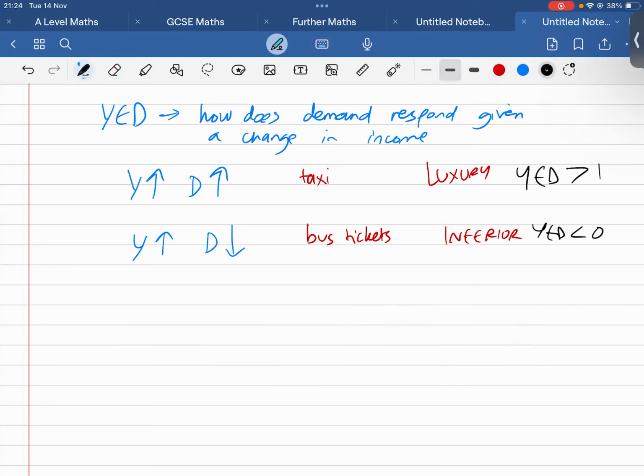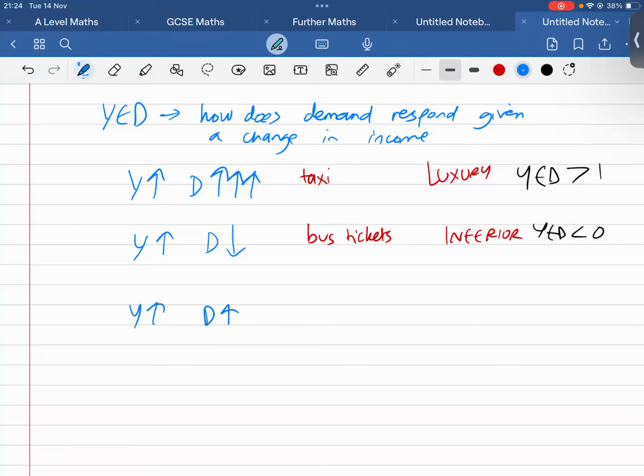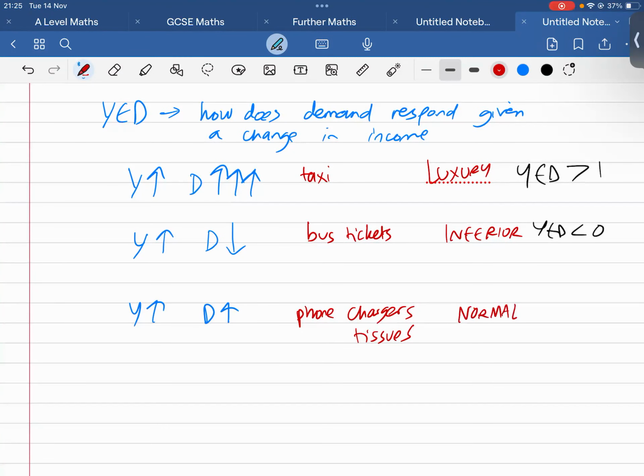And then some goods, if income goes up, demand will just go up a bit. Nothing special, and it won't go down. Those would be things like phone chargers or tissues, random stuff that has nothing to do with your income. If your income goes up or down, you still need to buy tissues, right? So those are normal goods, and that's when YED is between 0 and 1.